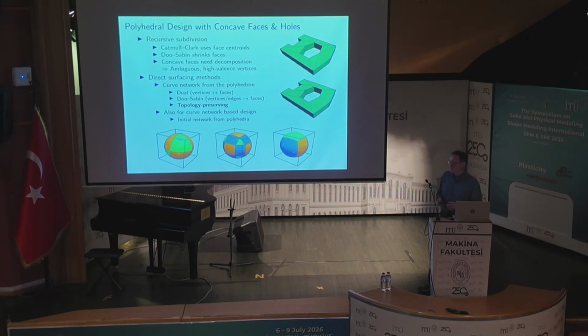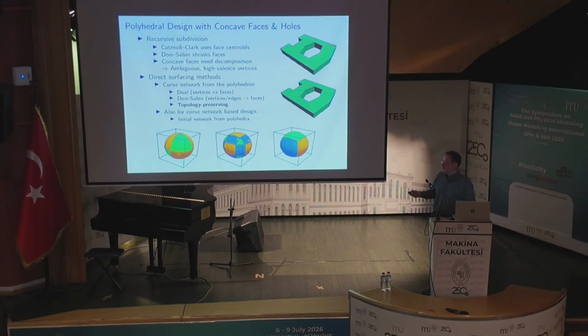curved network. This curved network can have various topologies. It can be dual, so a vertex is associated with a surface and an original face is associated with a vertex. Or it can be like a single Do-Sabin step, so vertices and edges are associated with surfaces. Or it can be topology preserving. So vertices are associated with vertices, edges with edges, or curves, and faces with surfaces. So we will look at the topology preserving method today.